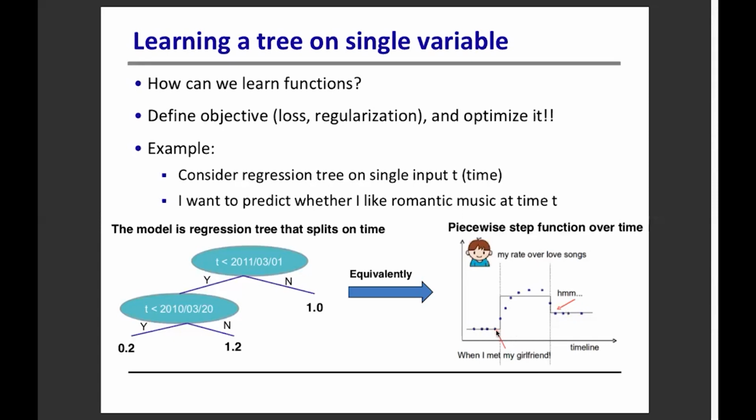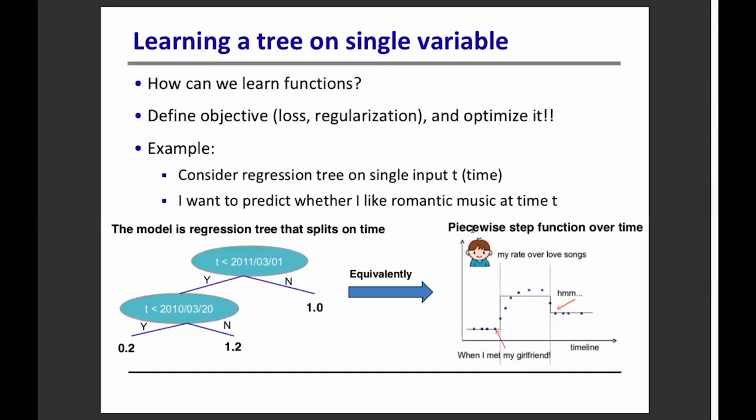And here I met my girlfriend, and the amount of music I liked was yes, and at the time from here to here, the music likelihood was from this to this, and then after a point of time, the interest in the love songs went down. Okay, so you can see that before meeting the girlfriend, when I was with the girlfriend, and after certain time, probably a year. So basically I want to predict whether I like the romantic music at time t or not.